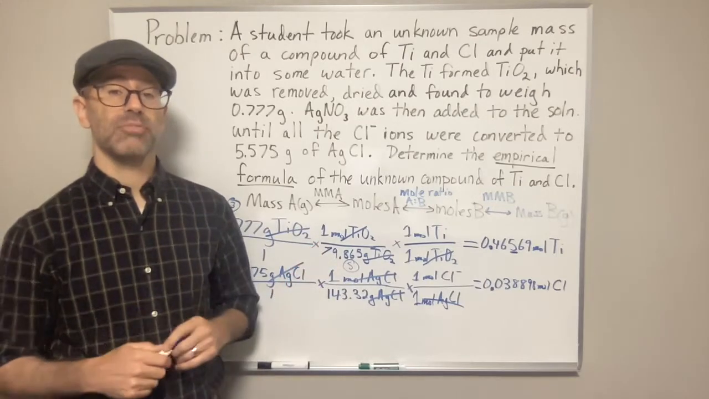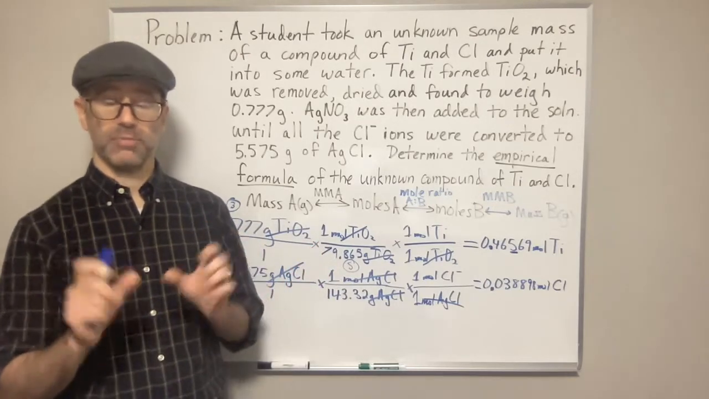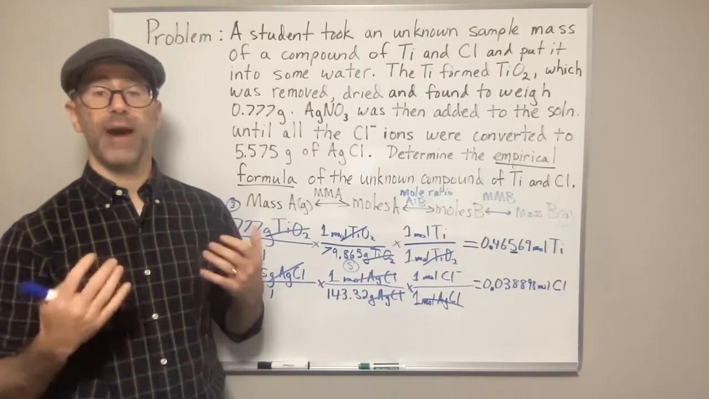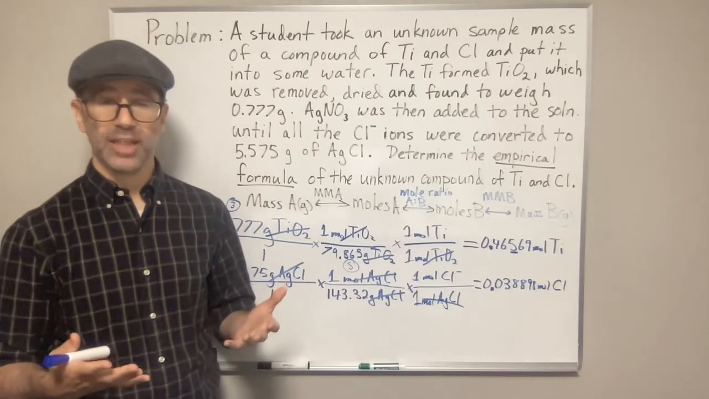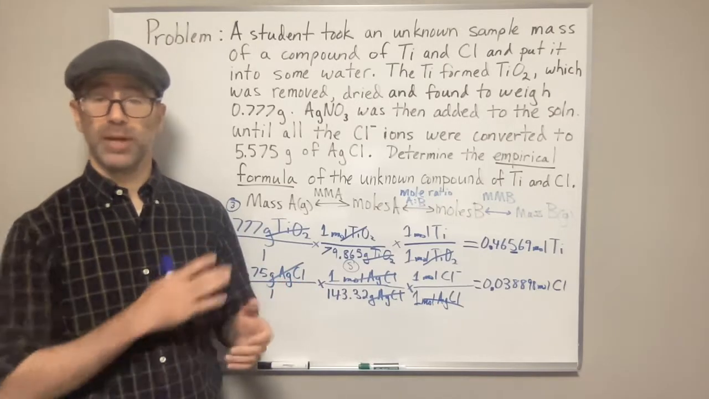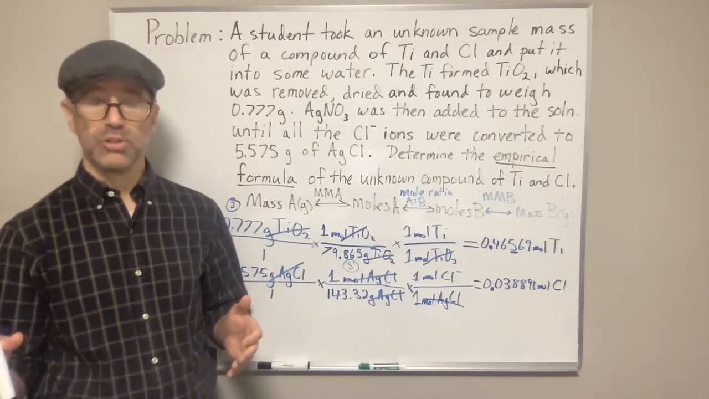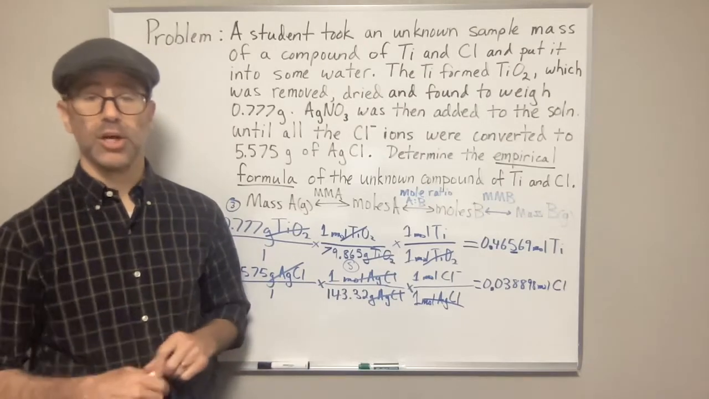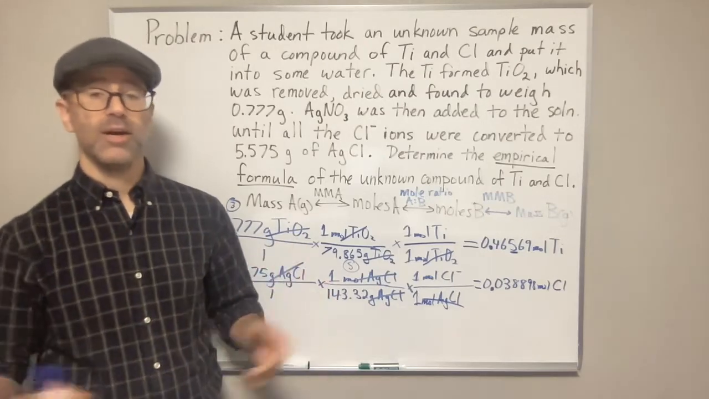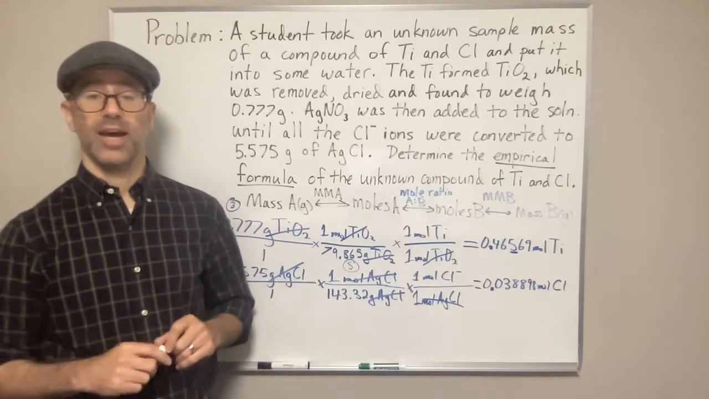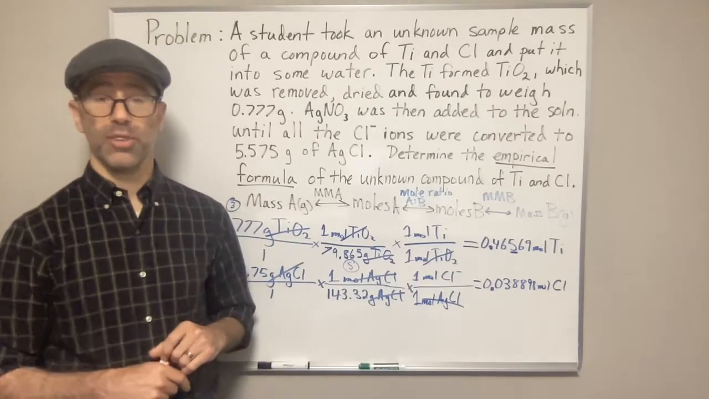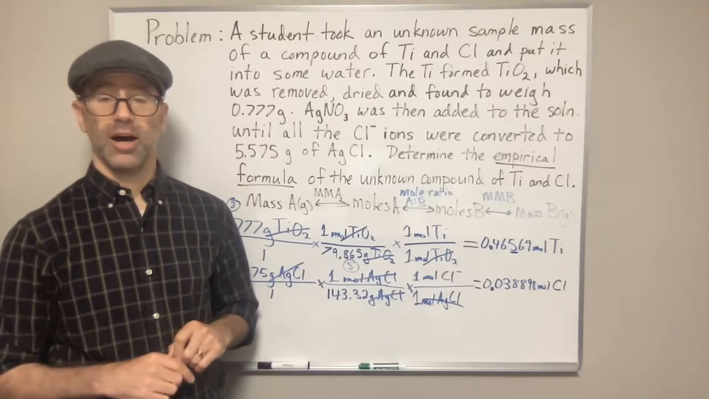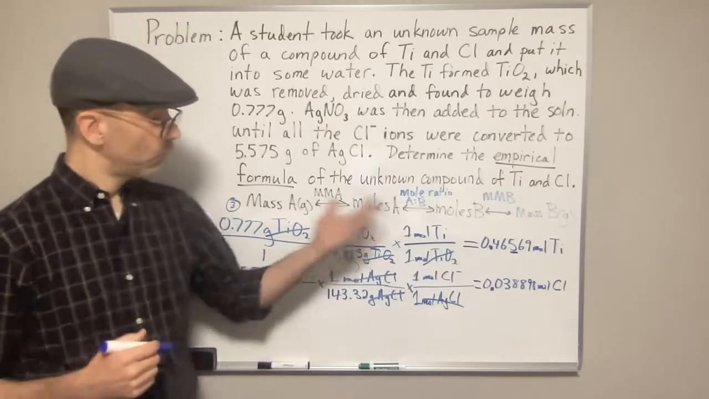You would then have to multiply your formula, the subscripts of your formula, by the factor that's going to get rid of that. So if you have a 0.5 in there, then you're going to have to multiply everything by 2, the subscripts by 2 to get rid of that fraction. If you have a 0.3333 or something very close to that, then you're going to have to multiply by 3 to get rid of that 1/3 fraction, and so on. But let's see what we get here.